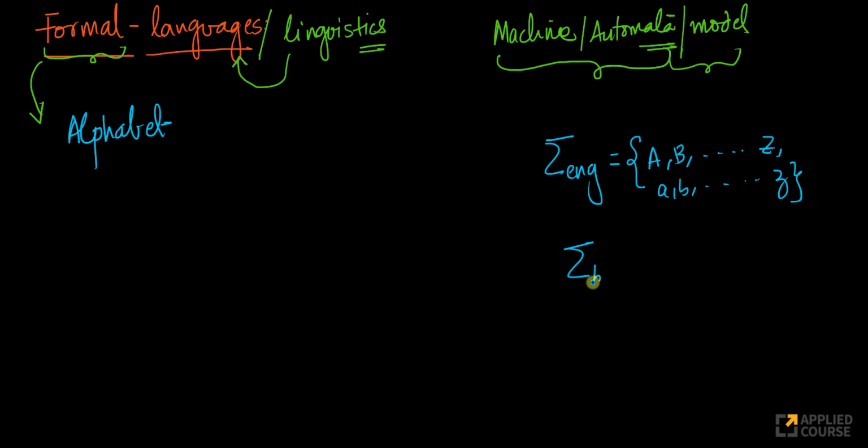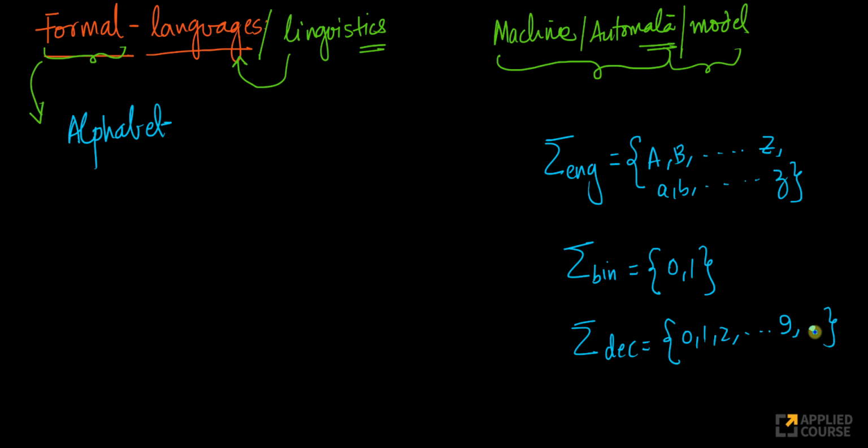Similarly, I can have a binary alphabet. If I have to write binary strings, the way computer code is written, it's only made of zeros and ones. So the binary alphabet is just zeros and ones. Similarly, if I have to represent numbers in decimal, what are all the symbols that I use? I use 0, 1, 2 up to 9, and I also use a dot, to represent things like 2.34 or 2.56. These are all the symbols that I use to represent decimal numbers.